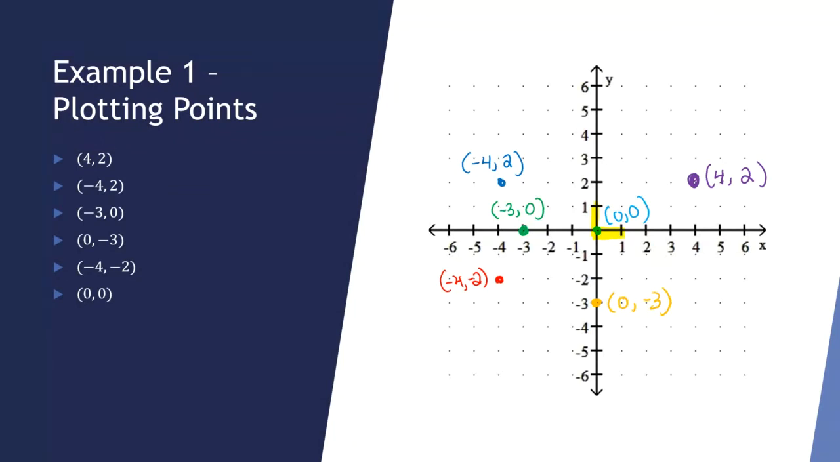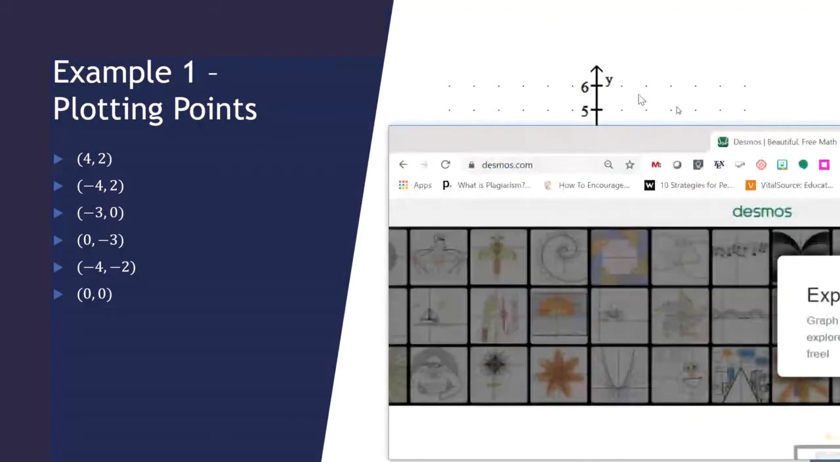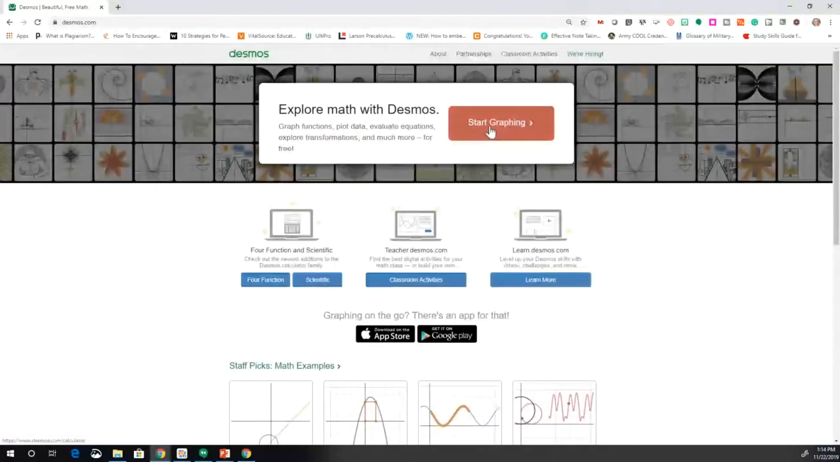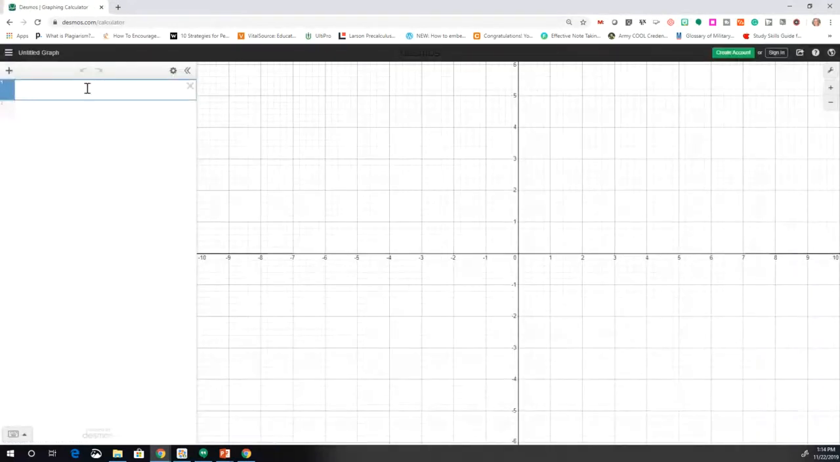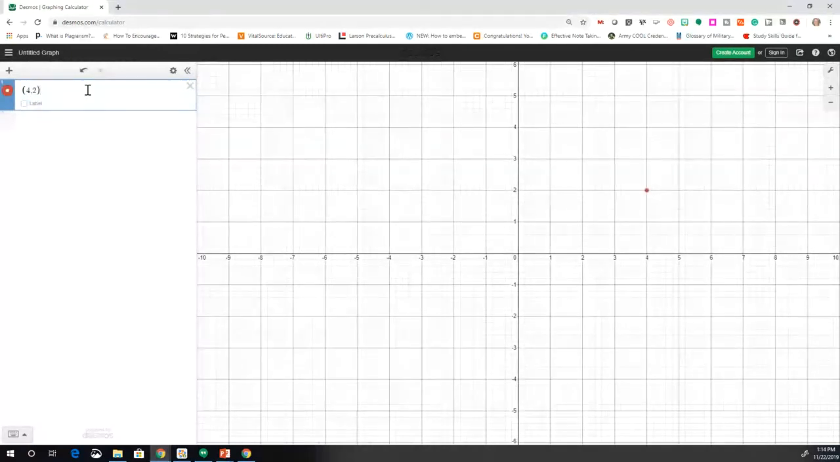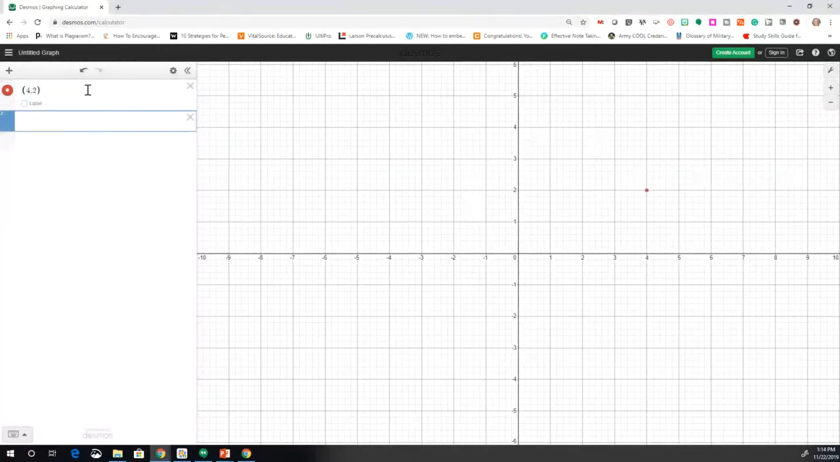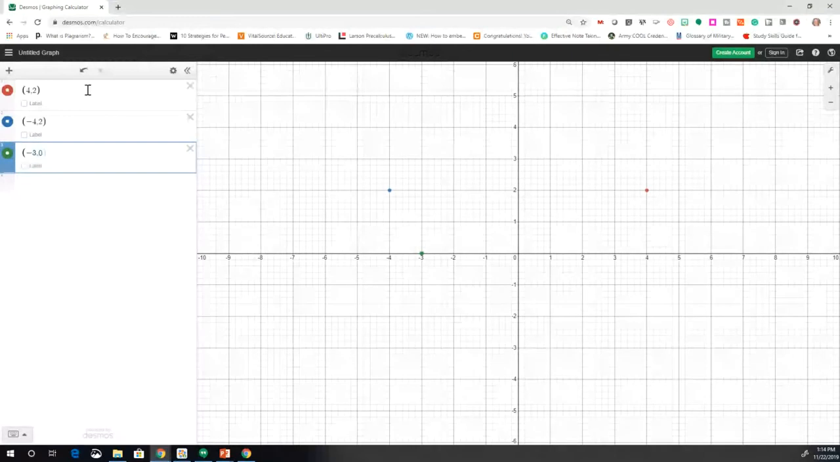I'm going to bring up Desmos just to show you how you can do this on Desmos if you don't want to do it by hand. So the nice thing about Desmos is you just have to type them in exactly as you see them. So you have 4, 2, and then it will plot it. And you hit enter, and then you can just do the next one, -4, 2. And so if you're plotting with Desmos, it's nice because they just automatically show up.